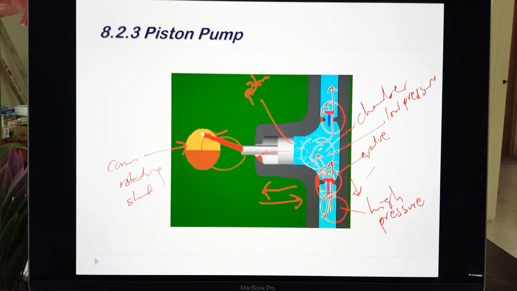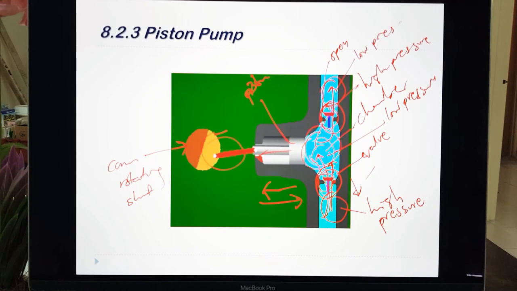However, when the piston moves forward, the pressure in this area becomes high. It's no longer low pressure because it contains a lot of liquid. So the bottom valve will close. However, the top valve will open, and the pressure in that area is low. So again, the same principle is applied. When this chamber has high pressure, the top part of the valve has low pressure, so the liquid will rush upward. So there will be a relationship between the size of the area as well as the pressure of the area.